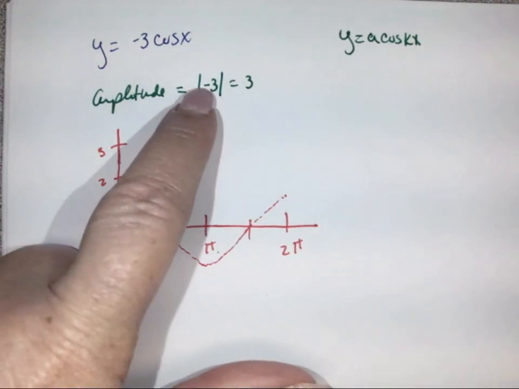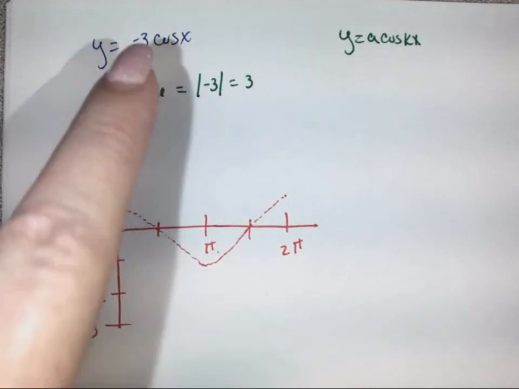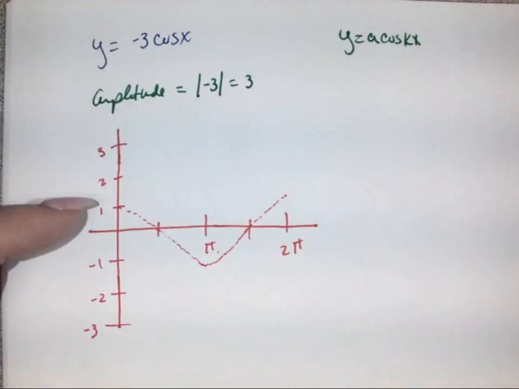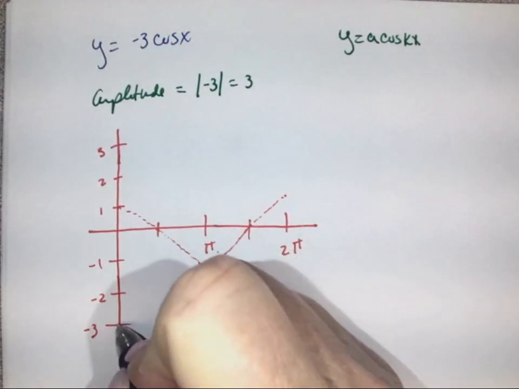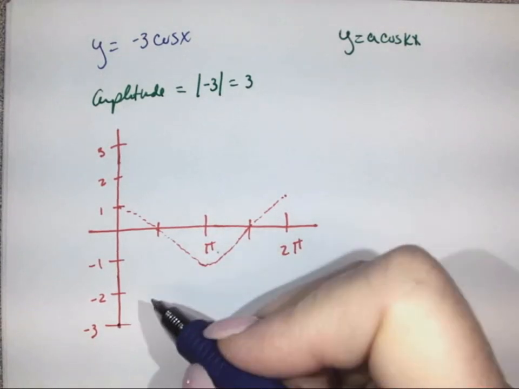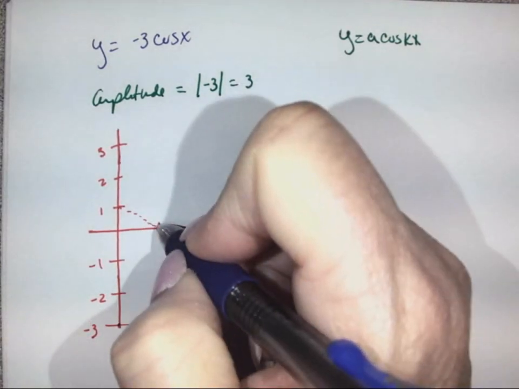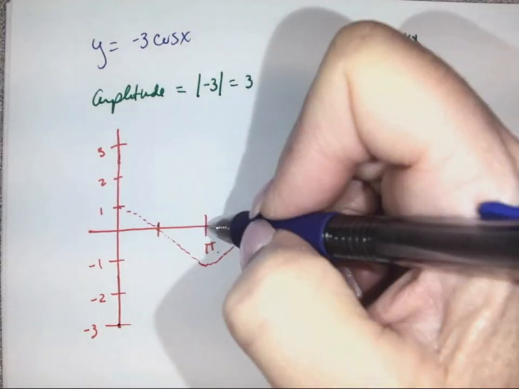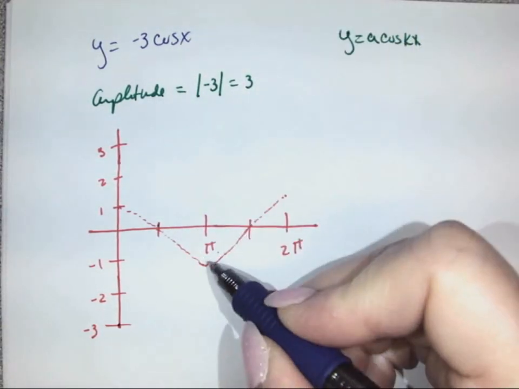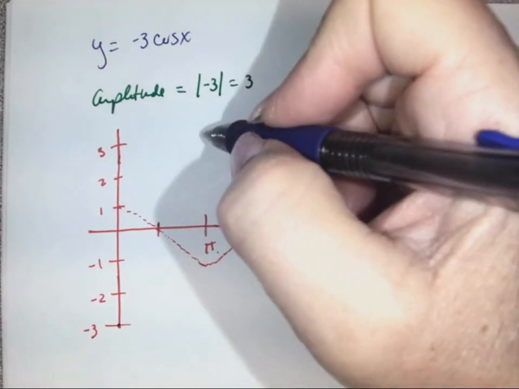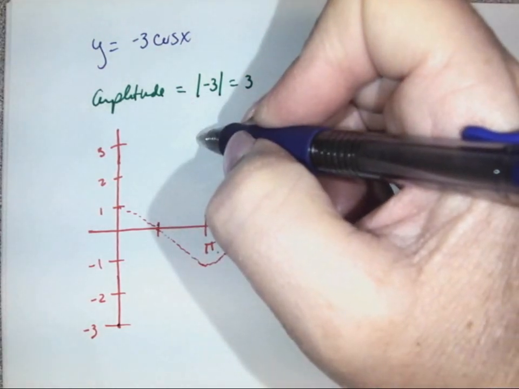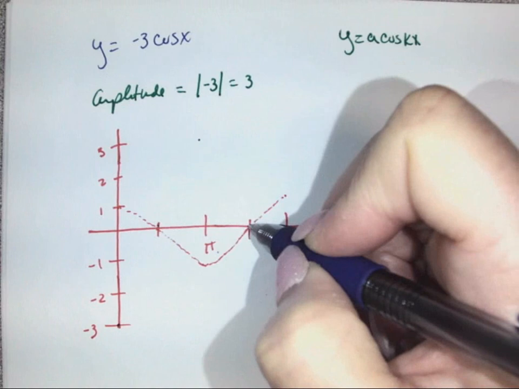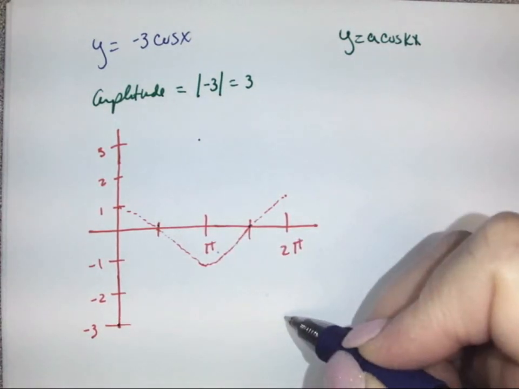Now we've got an amplitude of negative, or being multiplied by negative 3. So 1 times negative 3 gets us down here at negative 3. We're still going to hit at the 0 because we're at 0 times negative 3. And then that negative 1 times negative 3 hits us up here at 3. And then we'll hit at 0 and again at negative 3.